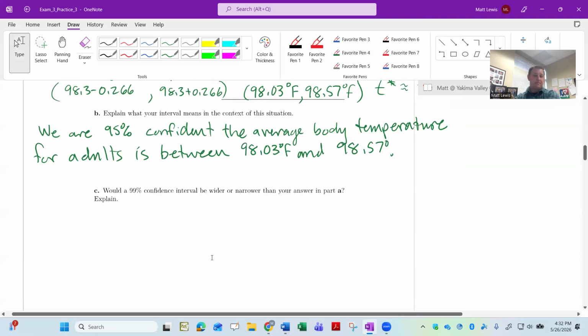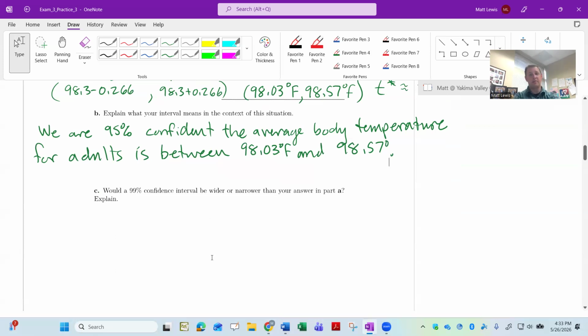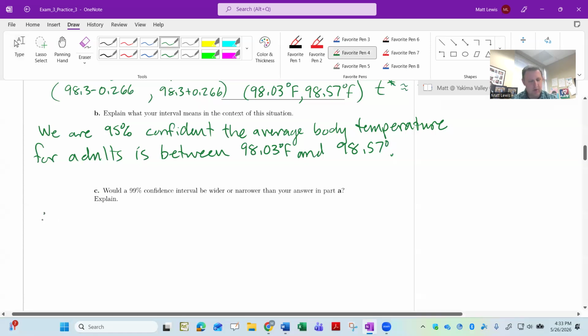All right, then part C. Would a 99% confidence interval be wider or narrower than your answer in part A? This would be a good time to pause and think about it for yourself first. But there's really two ways I would explain this, right? One is just to reason my way through it without getting too technical with any of my explanation.